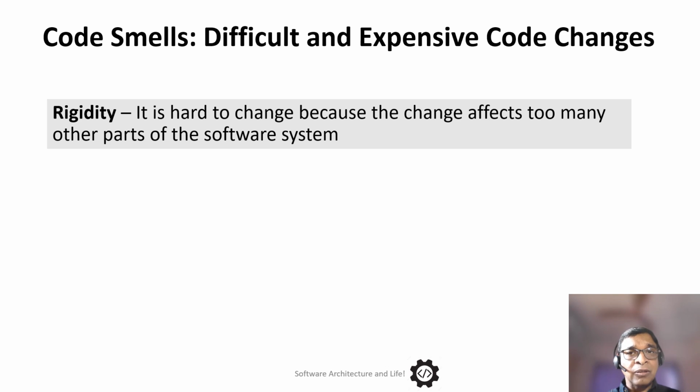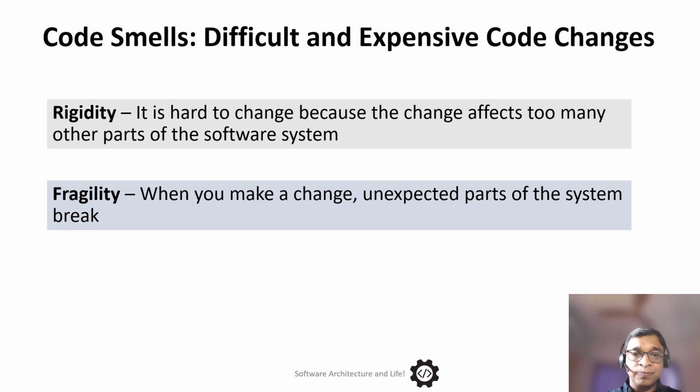Now in simple terms, think about compile time dependencies. Say for example, you have multiple components. Component A is dependent on component B, which is dependent on C, which is dependent on E. If you have such a scenario where you have multiple compile time dependencies, it means your code is rigid. It is hard to change, it's difficult to change.